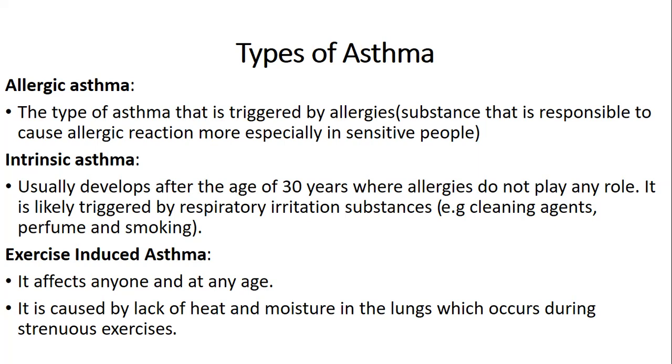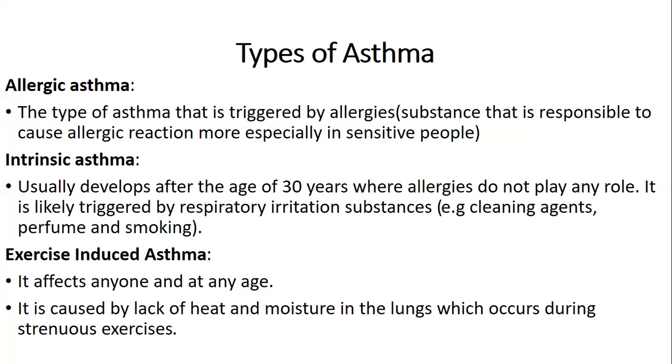Types of asthma. There is what is referred to as allergic asthma, which we said is due to atopy. It is the type of asthma that is triggered by allergy, by substances that are responsible for causing an allergic reaction, more specifically in sensitive people. Okay, so there are those that are allergic, and when they breathe certain substances which they are allergic to, it is going to cause inflammation and this asthmatic response, which is part of the common type of asthma that we usually see around.